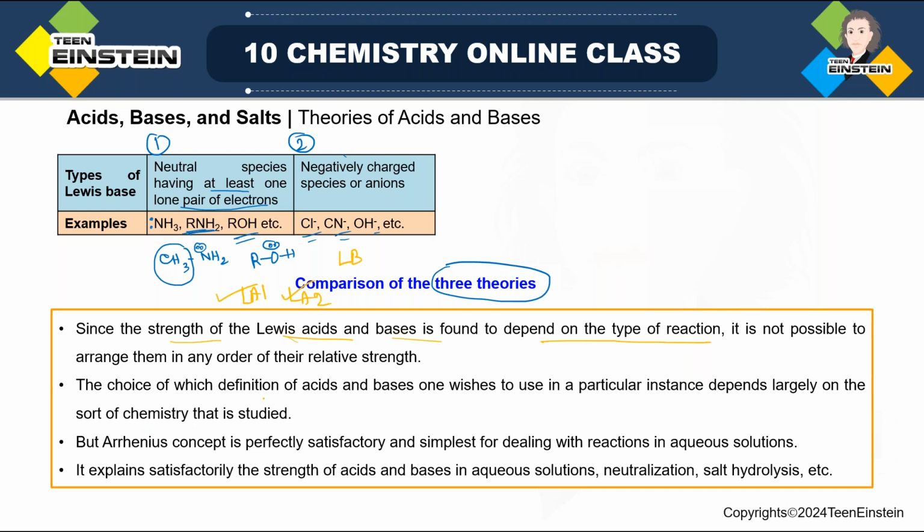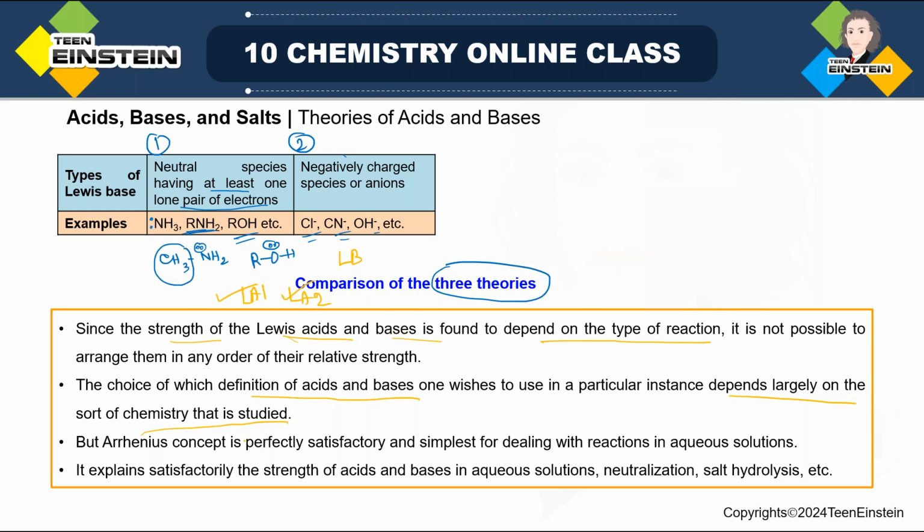Second point, the choice of which definition of acid bases one wishes to use. So three theories now you know, but which theory will we use? Which theory you will choose in a particular instance will depend on what sort of chemistry is studied. Mostly for this grade and for inorganic chemistry, you will see Arrhenius and Bronsted will be the most used. Hardly will we talk about Lewis acid or Lewis base.